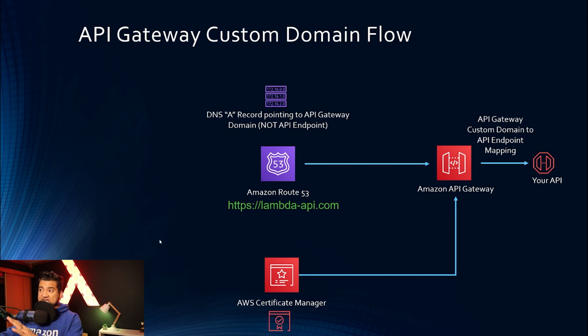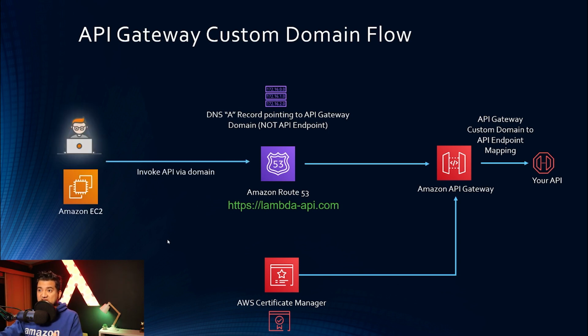And once all these mappings are established, then the application or the user can invoke just this custom domain, and then the API will be invoked. Okay, so I know the flow was a little intense, but let's do all of these steps in a demo and things will become clear. All right, guys and girls, let's jump into the demo.